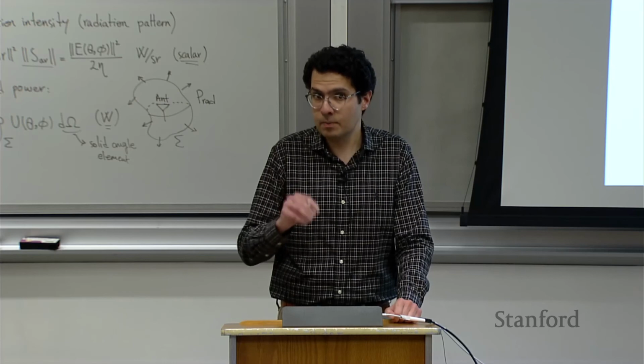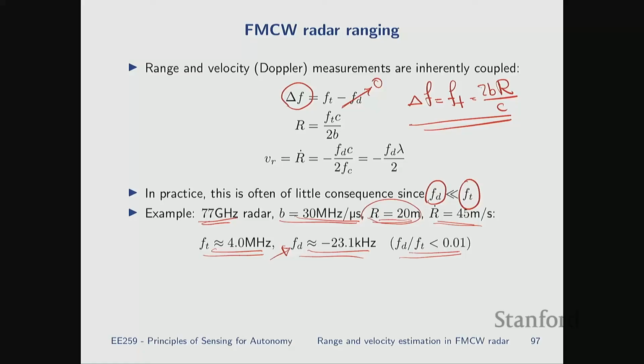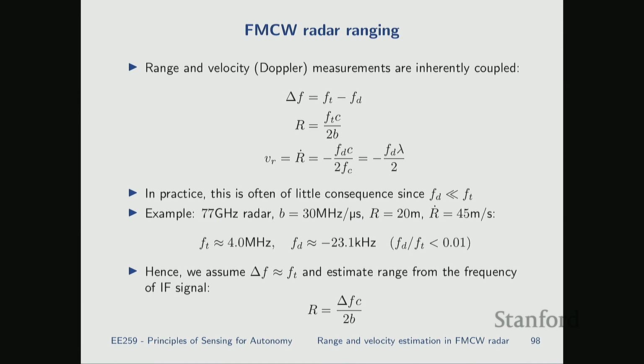For radar, it's important because right now we're looking at the frequency of the IF signal, and for frequency, we can ignore Doppler. But when we look at the phase term, that phi term that we'll look at, has a Doppler contribution that is non-negligible. But just to summarize again, when it comes to range estimation in FMCW radar, exactly like CTFM sonar, we assume that the frequency of the IF signal is equal to ft, and then we can estimate range from that frequency by doing delta f times c over 2 times b.